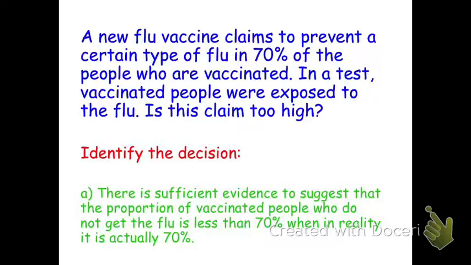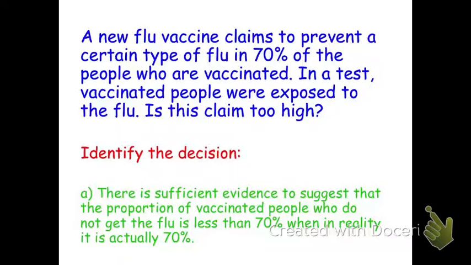So let's identify the decision, and then I'll show you the chart, and then we'll be done. There is sufficient evidence to suggest that the proportion of vaccinated people who do not get the flu is less than 70%, when in reality it is actually 70%. So what kind of decision is made? Type 1, type 2, correct, power.